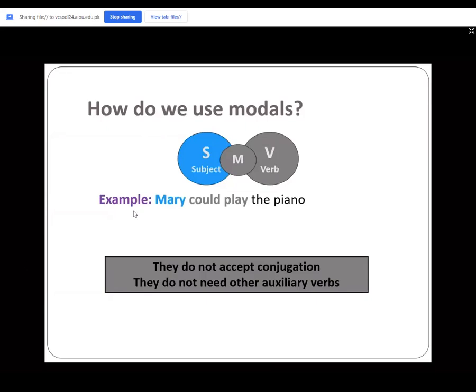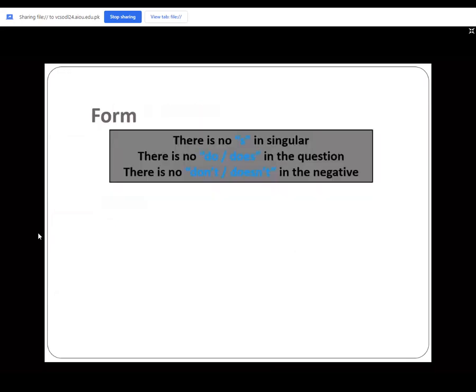They do not accept conjugation. They do not need another auxiliary verb. For example, we do not have to say "Mary is could play," right? So could can convey complete meaning. There is no S in the singular. There is no do or does in the question. There is no don't or doesn't in the negative.